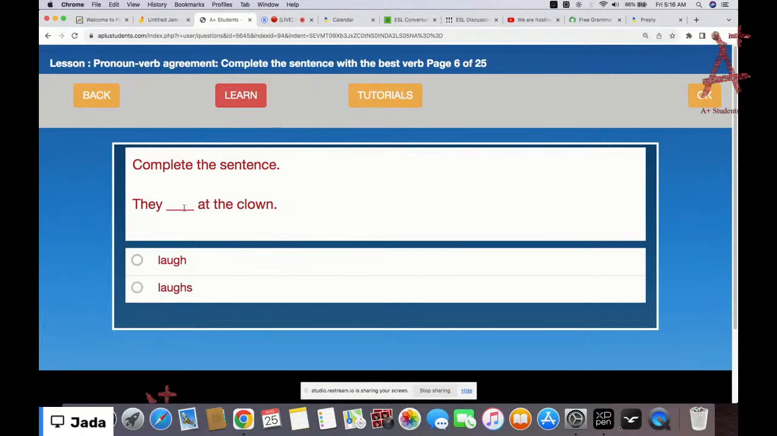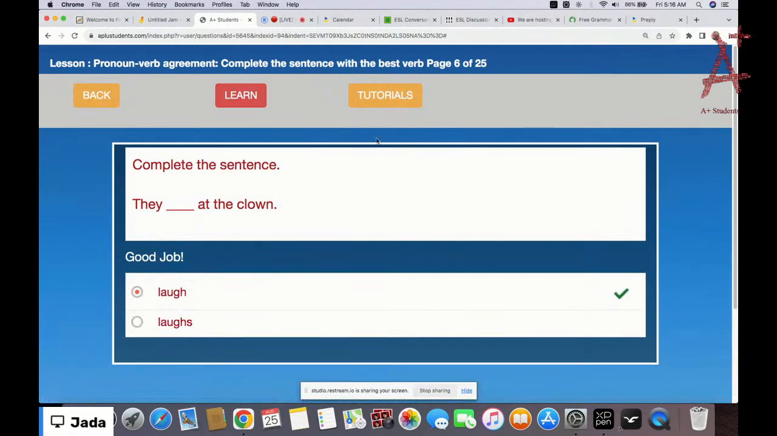Okay, so now "they dash at the clown." "They" now shows that it's more than one, so it's going to be "they laugh at the clown." No S added.